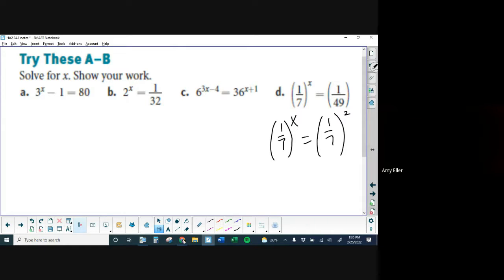Okay. So the smaller number in terms of 7 and 49 is 7. So that's why I chose to keep 1 over 7 and 1 over 7 squared. So x equals 2. Remember, you can always check your work by plugging in x. C was 6.